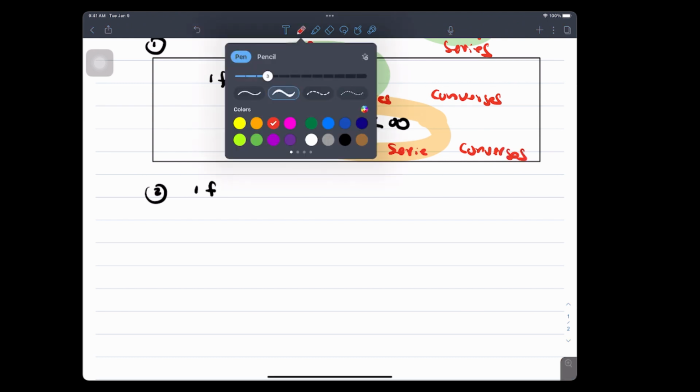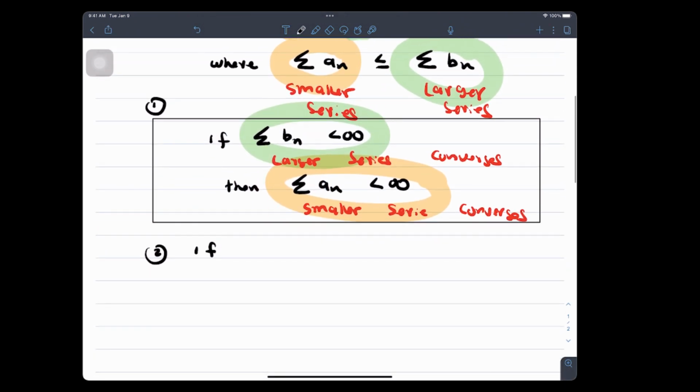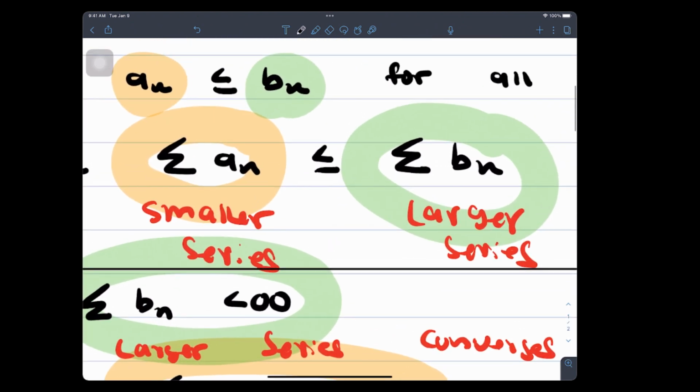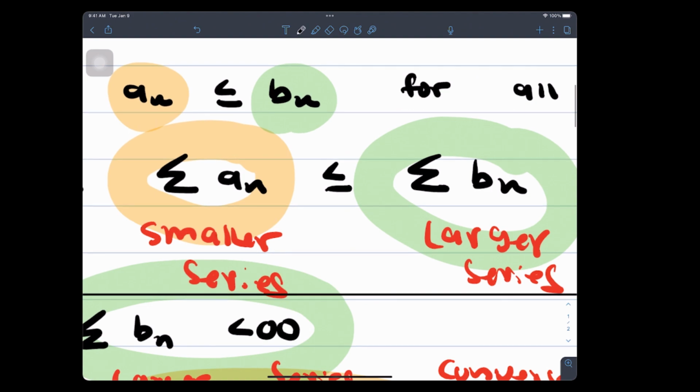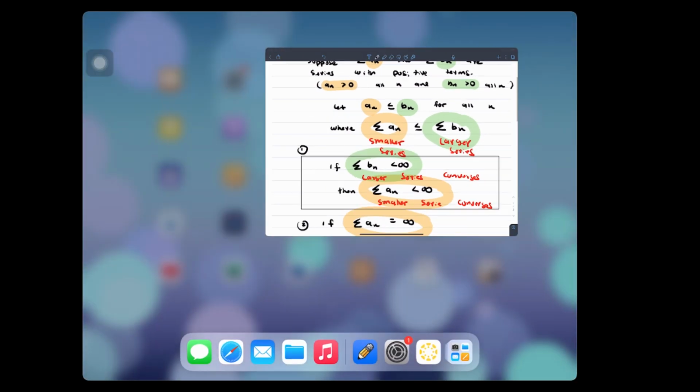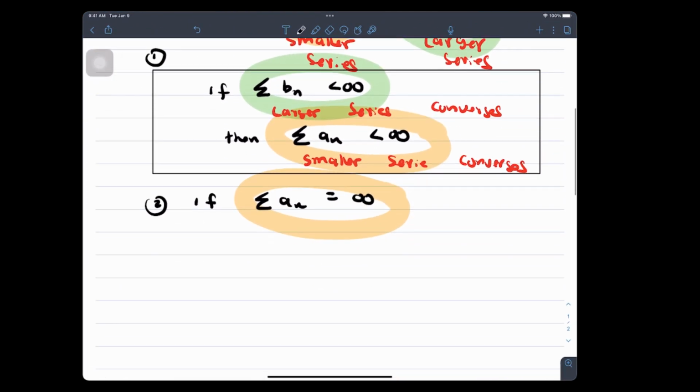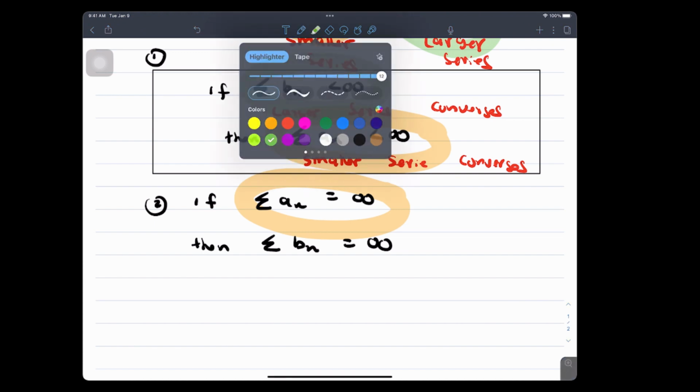Okay, now, second thing that we know is this. If the smaller series AN diverges, again, this is a smaller series now. So if the smaller series is too big, because remember, we're comparing series there. This is a comparison. So now the smaller series is too big. It goes to infinity. Then what that's going to force happening is that the bigger series is also too big. It's divergent.